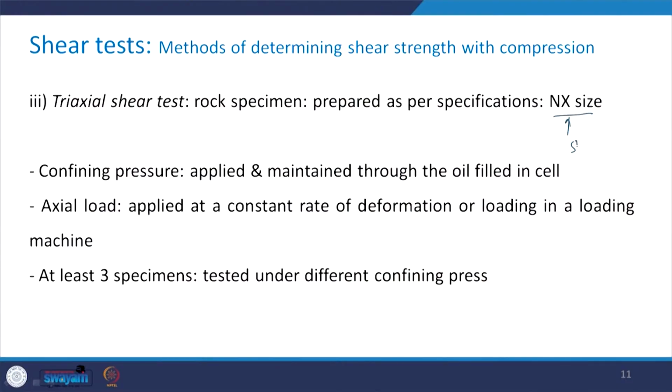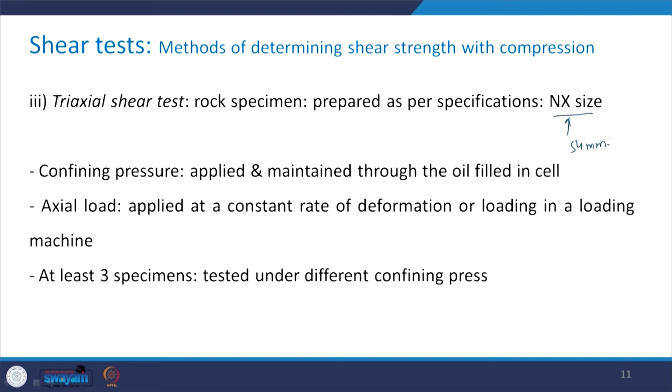So, therefore, the basic philosophy will remain the same, that is, in the first stage we apply the all around pressure, and then in the second stage we increase the axial stress in order to shear the rock specimen. Now, the rock specimen in this case is prepared as per the specification which I discussed with you in some of the previous classes. The diameter of the rock specimen should be of NX size, which is 54 mm as per ISRM.